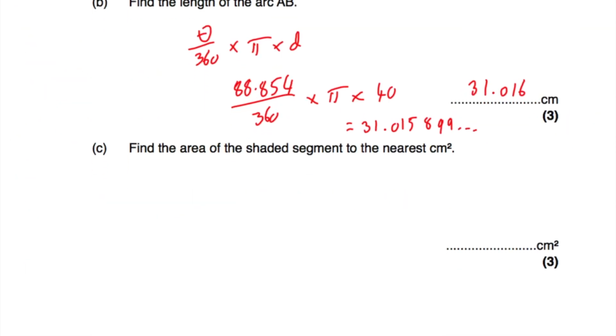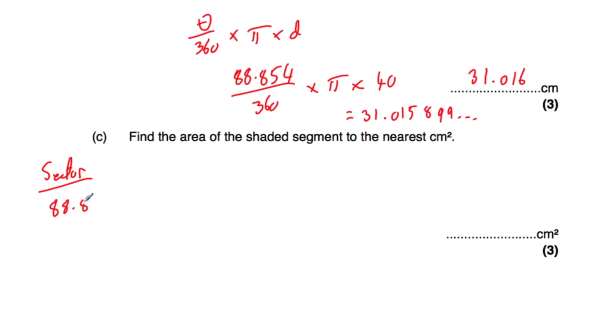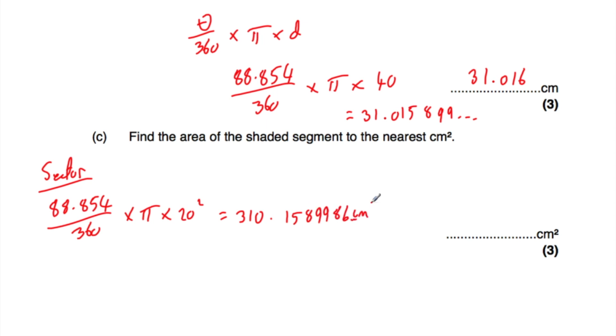So let's do that. So the sector, 88.854 over 360 multiplied by pi multiplied by the radius, which is 20 squared. And whenever we do that, we get the area of the sector. And that's equal to 310.1589986 and so on centimetres squared. So that's the area of the sector. And we need to find the area of the triangle.